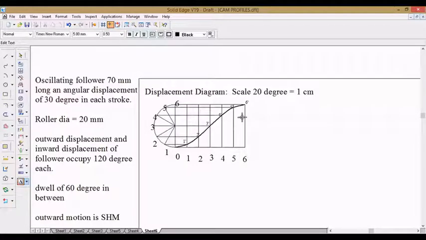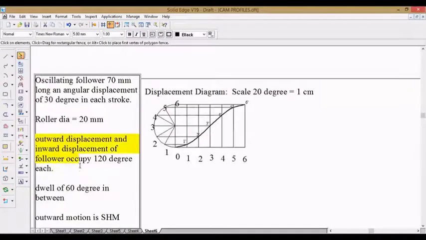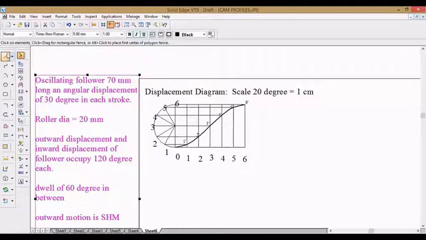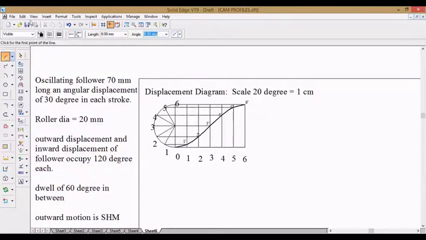Now, what is the next angle we need to take? This is given in a single line, that the outward stroke and inward stroke displacement will be 120 degree. But in the next sentence, he has given a dwell of 60 degree in between. So in between the outward stroke and return stroke, we have dwell. So don't take 120 degree once again. You have to take a 60 degree dwell in between. So 60 degree means how many centimeters? 3 centimeters. So 3 centimeter means 30 mm 0 degree.